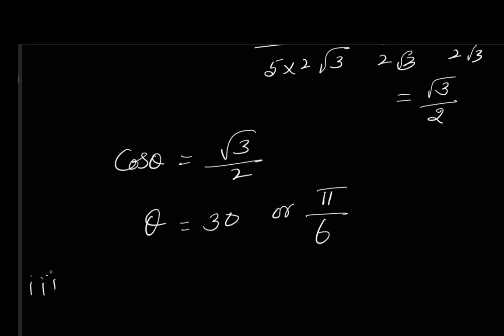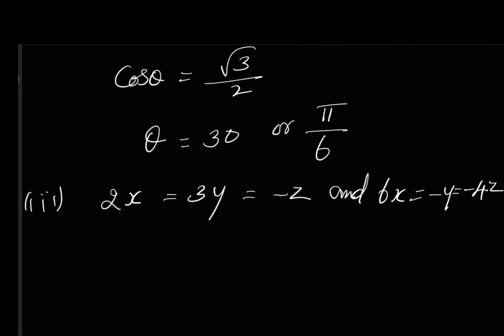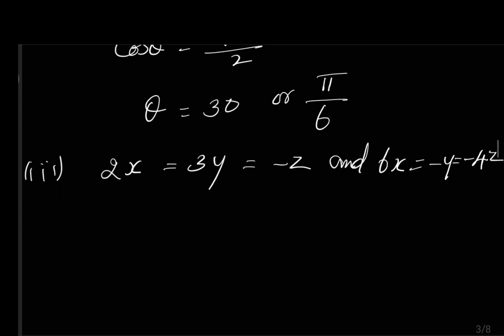Third subdivision. See the lines: the first line is 2x is equal to 3y is equal to minus z, and the second line is 6x equal to minus y equal to minus 4z. See, both are in Cartesian form. So you have to convert the equation into the (x minus x1) form divided by the direction ratios. So you have to remove all the coefficients.